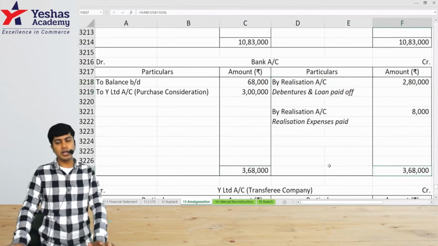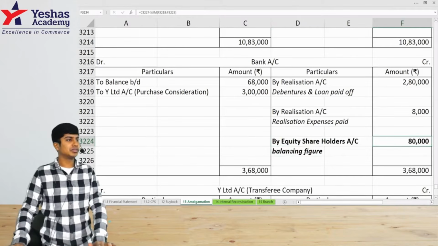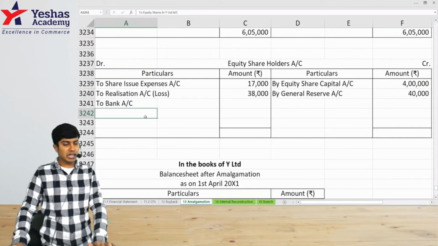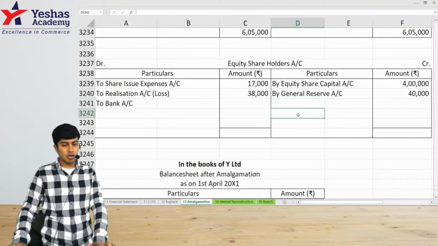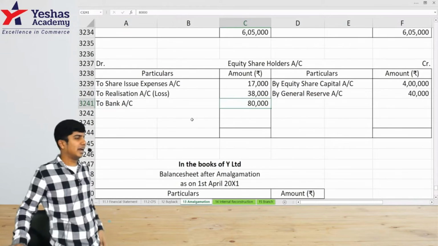So how much is remaining now? 80,000 will be paid to our equity shareholders. In bank account, I'm writing by equity shareholders. In equity shareholders account, I'll write by bank. How much? Sorry, to bank. Payment 80,000 done.